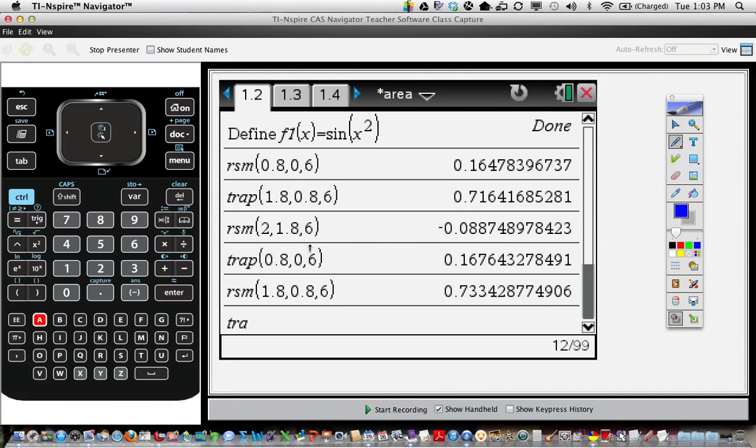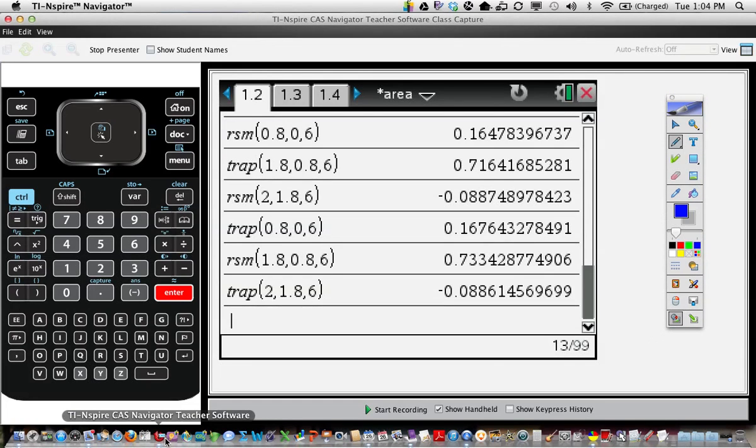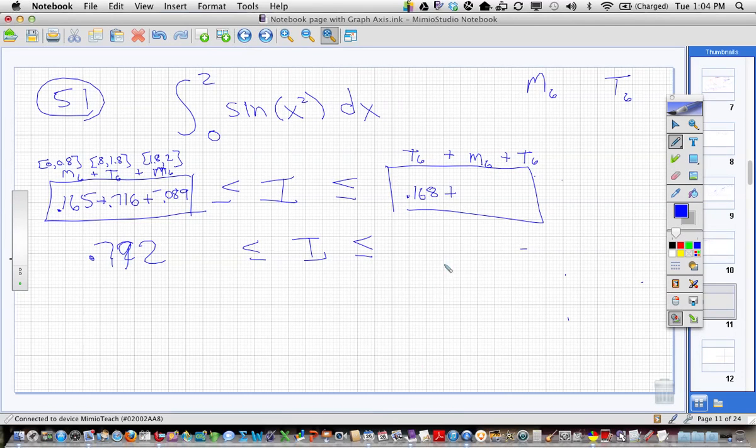All right. How's he doing? 0.168. What was the next one? 0.733. They're off a little bit. And these are all a little bigger than the ones over here, right? Which we would hope they would be. And then what was this last one, Steve? So about the same. Okay? So now let's add those three up.